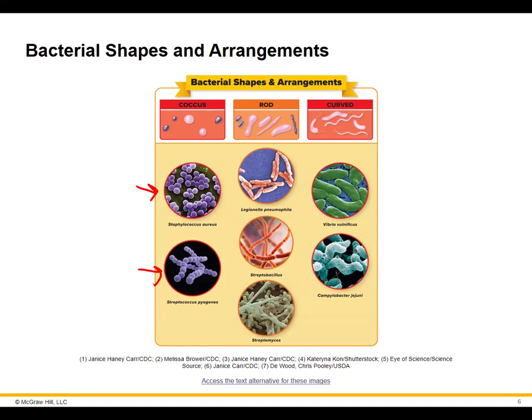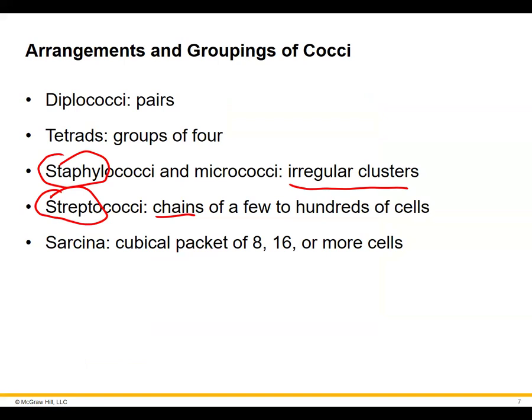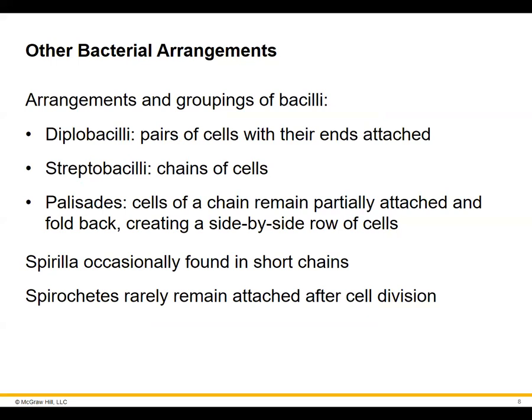Staphylo, irregular bunches, and then coccus, that's going to be the round cells. Okay? Hope that breaks it down a little bit. And we also have this arrangement called sarcina. It's just like cubic arrangements, okay? Bacilli can have another kind of arrangement. They can have something called palisades. Palisades is like a word for fencing, basically, or something like a divider.